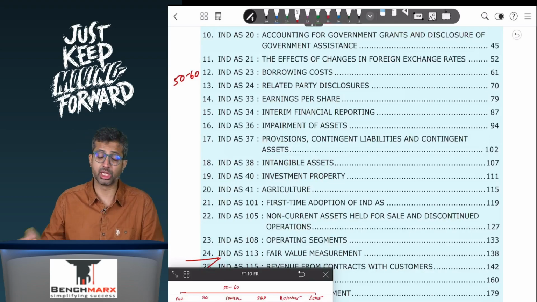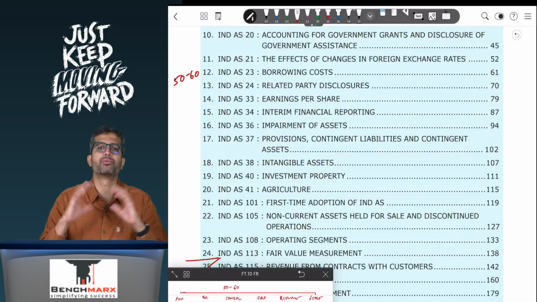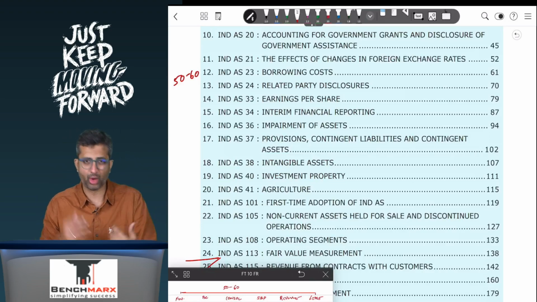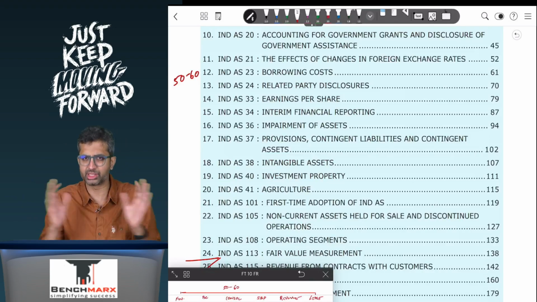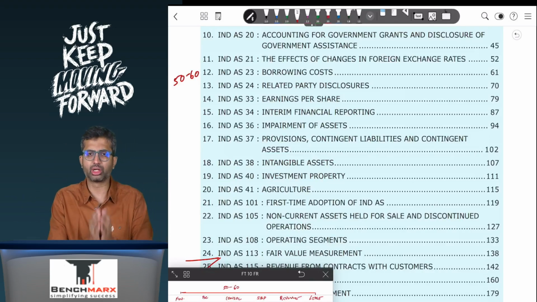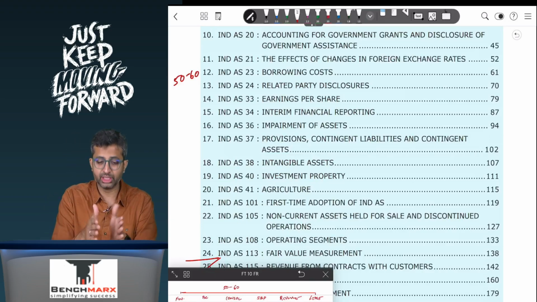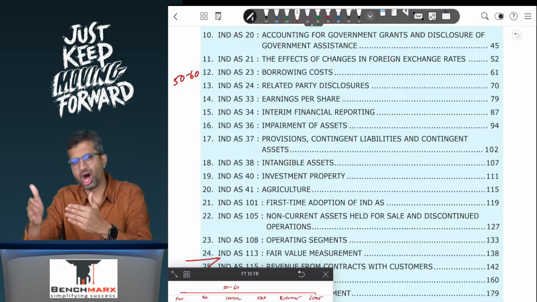Well, we are going to study about Ind AS only. However, for your holistic understanding, wherever there are differences, as an extra point, I will discuss that this is where IFRS differs from Ind AS, though that is not required from an exam perspective. Okay. So now, firstly, we are moving from AS to IFRS.